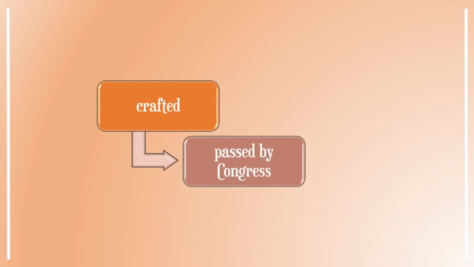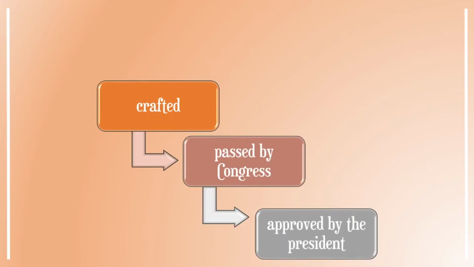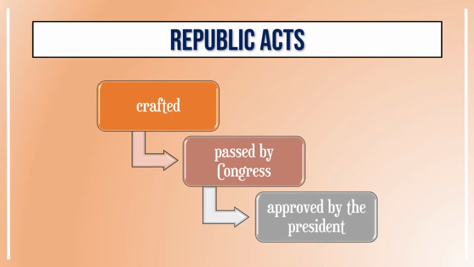This is how Republic Acts are being processed. First, the bill is crafted. Next, it is passed by the Congress. Lastly, the President should approve the bill in order for the bill to become a Republic Act.